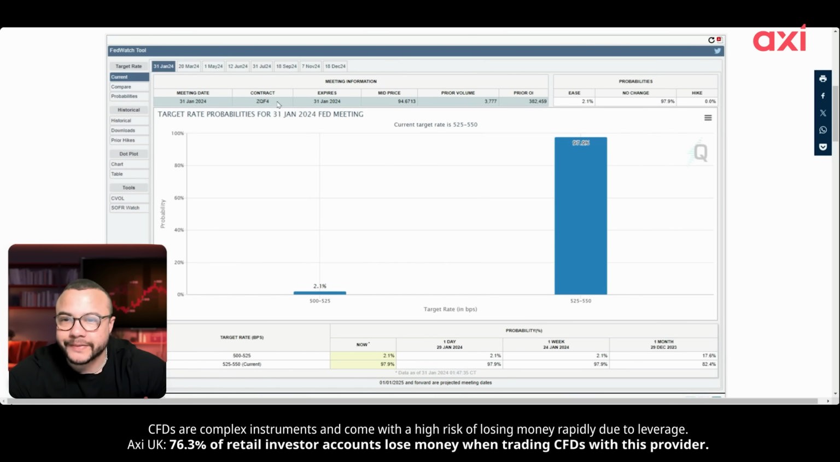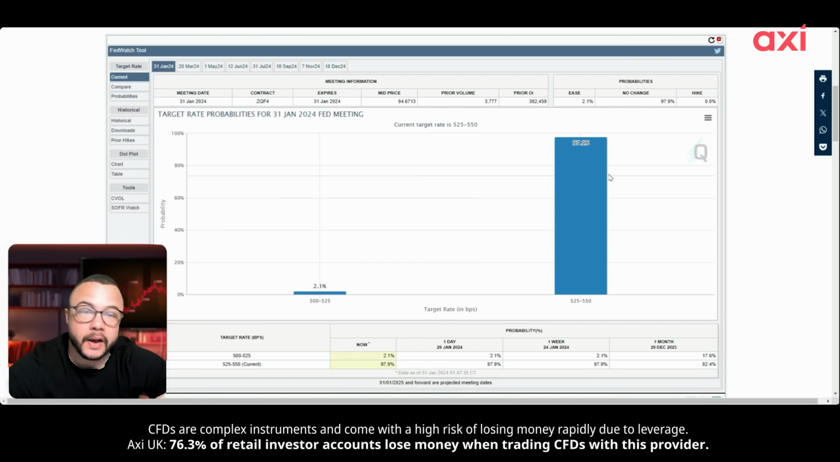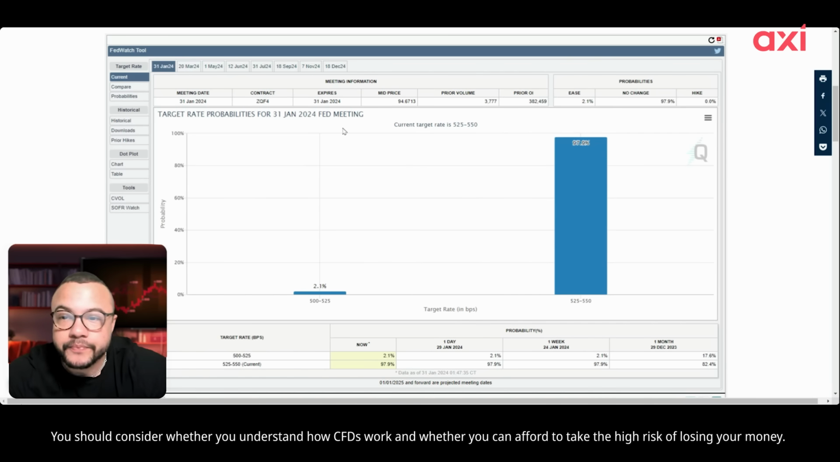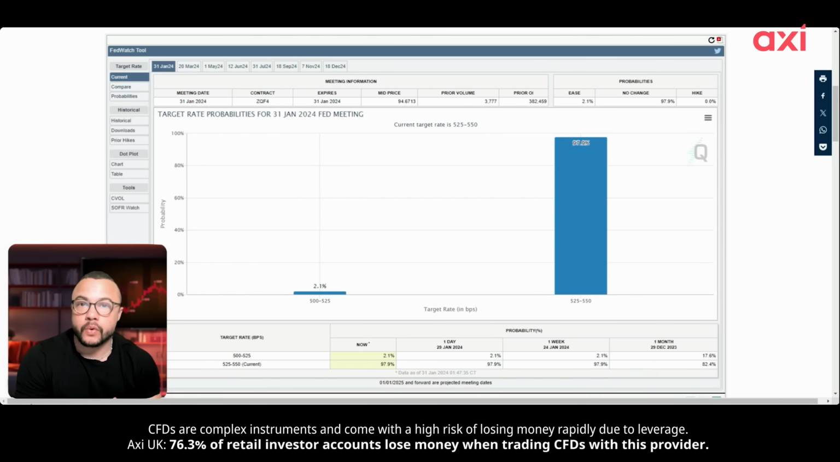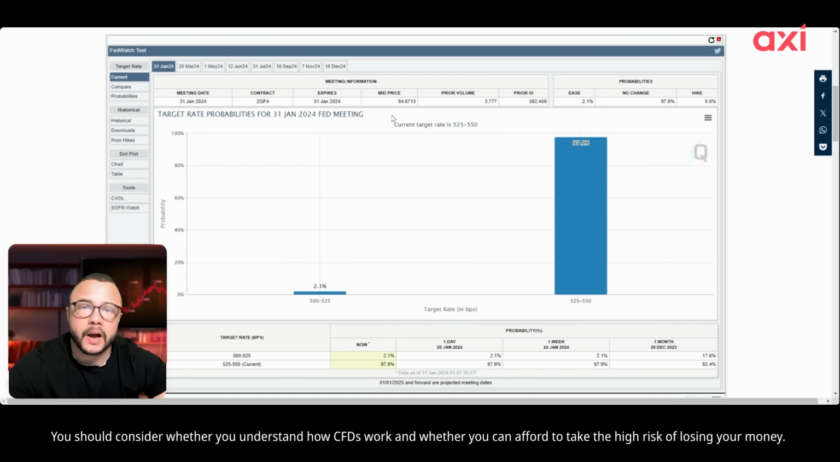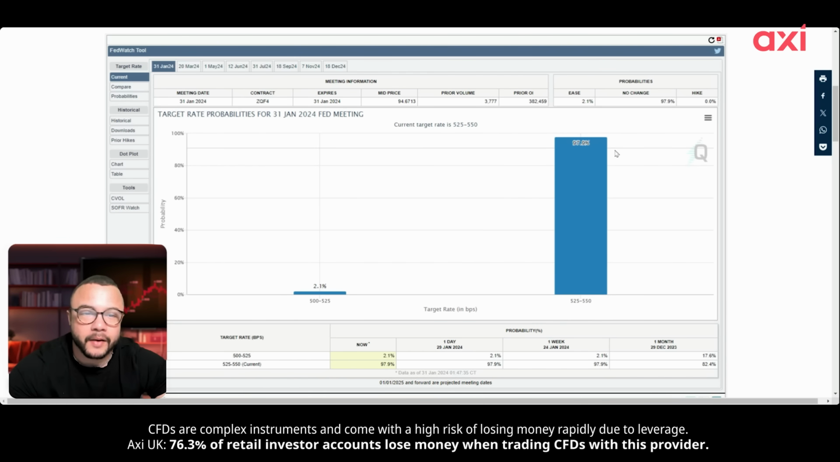So the contract ZQF4 is the January contract, and that basically denotes that we're looking at this target range for this Fed meeting. It's what the market derives from what the pricing is, basically. And you can see here, there's a couple of ways which they show you. It's very easy to interpret.